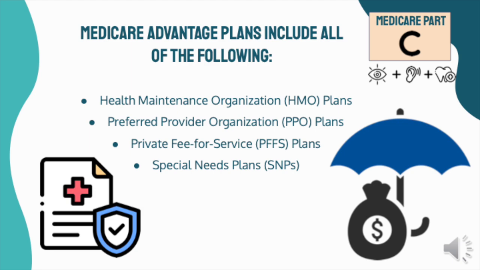If you decide to join a Medicare Advantage plan, you will use the insurance card that you get from your Medicare Advantage plan provider for your healthcare. Okay. Medicare Advantage plans include all of the following: Health Maintenance Organization or HMO plans, Preferred Provider Organization or PPO plans, Private Fee-for-Service plans or PFFS plans, and Special Needs plans or SNPs.